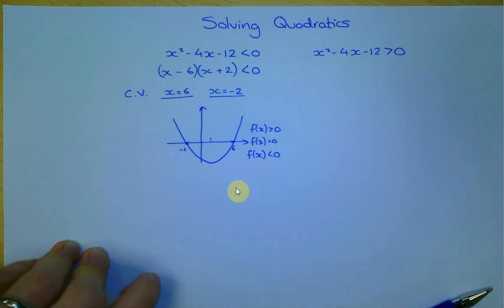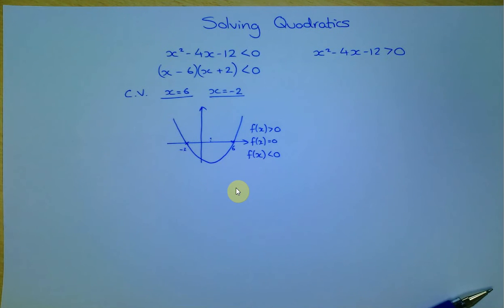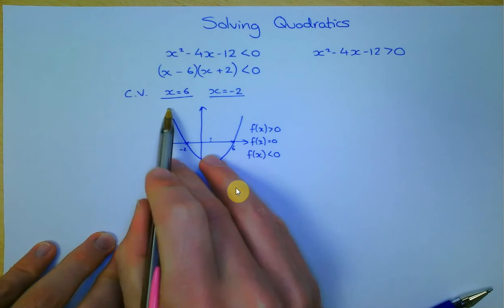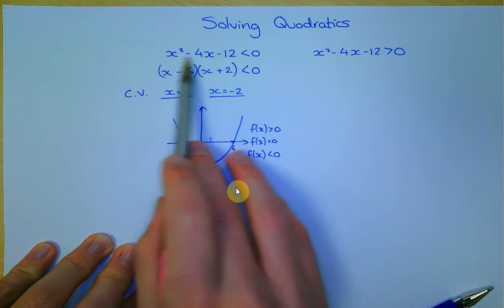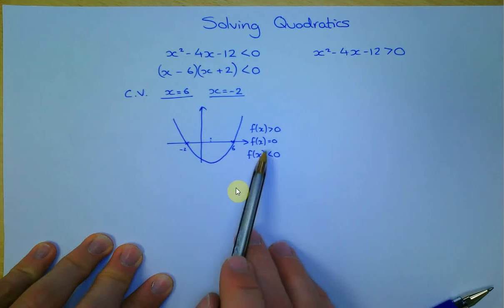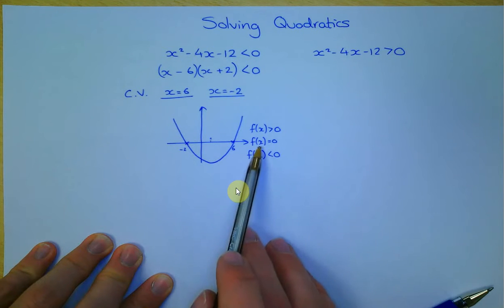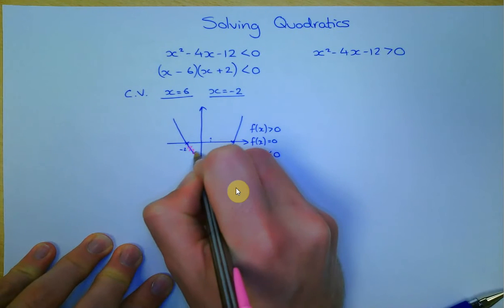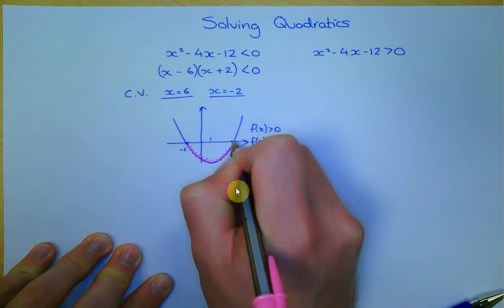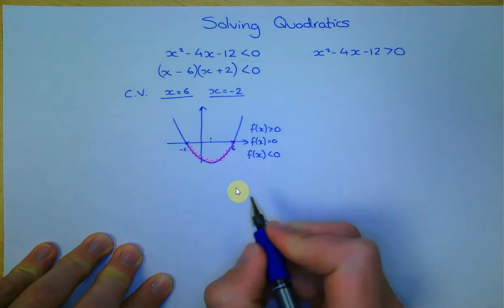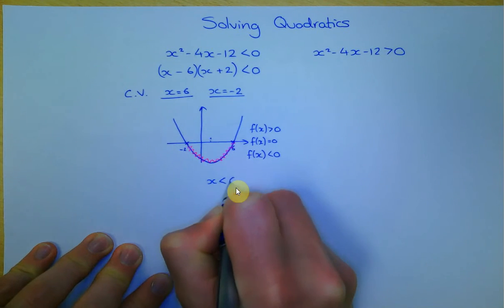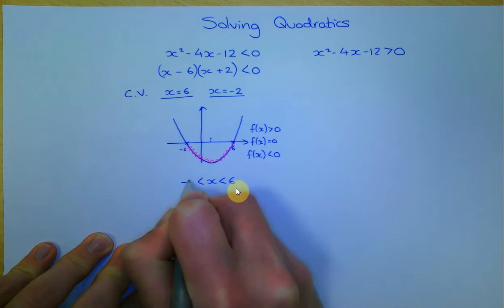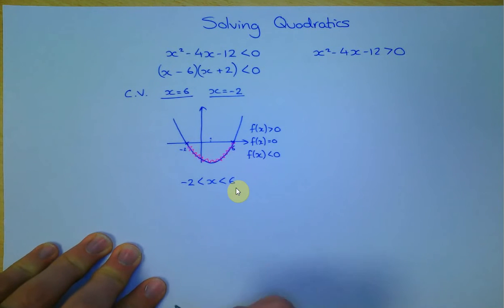So I'm just going to grab a different color pen quick. So where is this line, this function of x, where is it below the line of f(x) equals 0? Well, it's all of this bit here. Some people like to get a highlighter out here and do that. And so you can see it's below the line when x is greater than -2 and when x is less than 6. What you might be asked to do is write your answer with set notation.